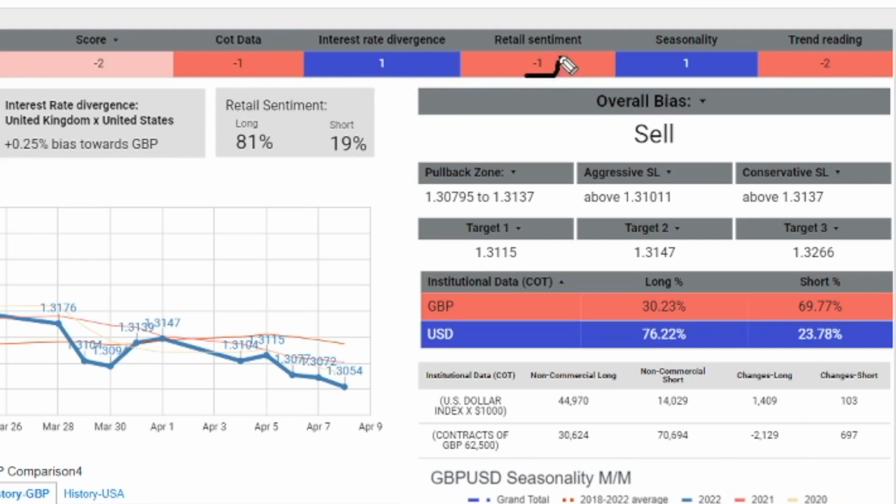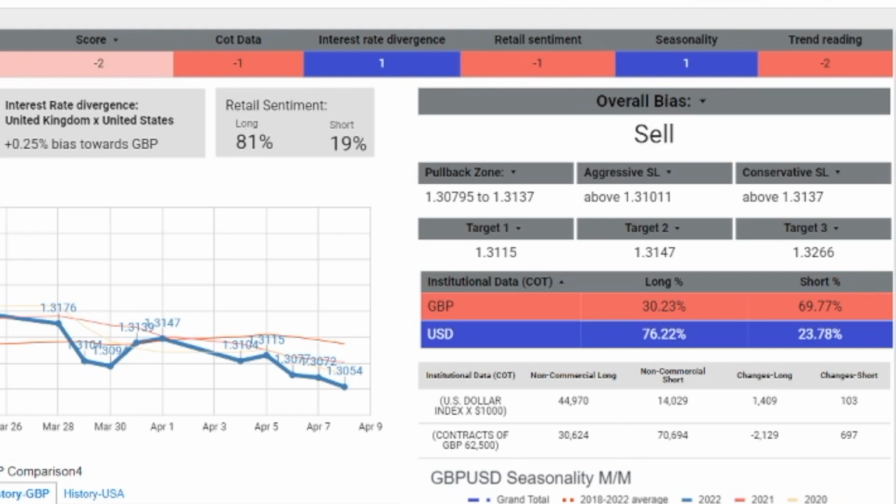Next is retail sentiment. What's the crowd doing on the pound dollar? Well, we can see it right here. In the retail sentiment category, we see that 81% of retail traders are currently long, which is a very high percentage, whereas 19% of retail traders are short. This is telling us that the retail crowd, which tends to lose money, is super long biased. So that actually tells us we probably want to be more on the short side, and in this category we get a -1 ranking, which adds to the overall score.